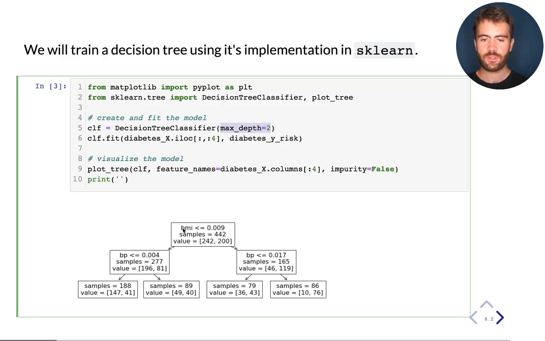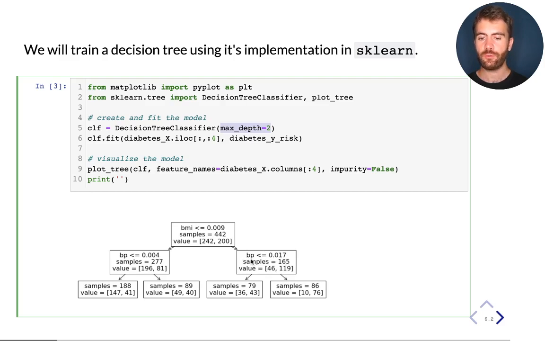The first decision is what is on the first line here, BMI less than 0.009. If the BMI is less than a certain value, then we go on the left. And if the BMI is higher than that value, we go on the right. And so if we're on the right here, then the BMI is higher than this value, so intuitively this would correspond to a larger BMI value. So the person would have higher BMI.